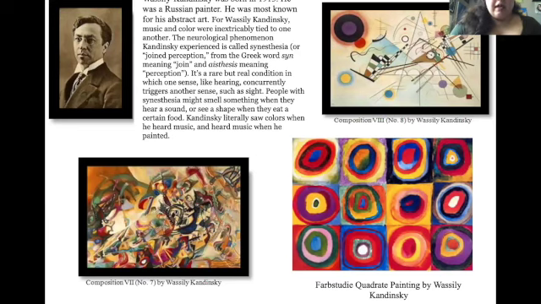The neurological phenomenon that he experienced is called synesthesia, or joined perception. It's a rare but real condition in which one sense, like hearing, triggers another sense, like sight. People with synesthesia might smell something when they hear a sound or see a shape when they eat a certain food. Kandinsky literally saw colors when he heard music and heard music when he painted. So in his paintings, very often he would play music and make the artwork based off of what he felt he heard or saw. He would literally give different notes different colors or different shapes.